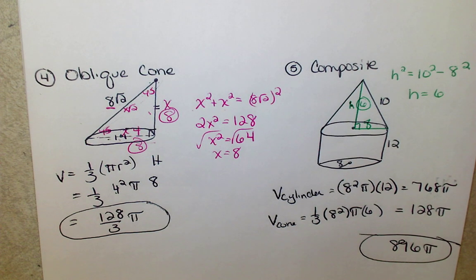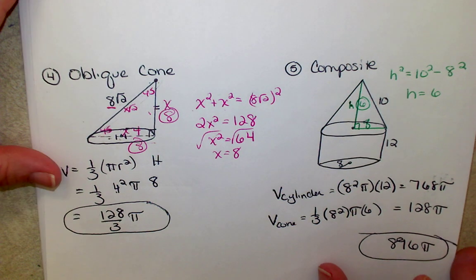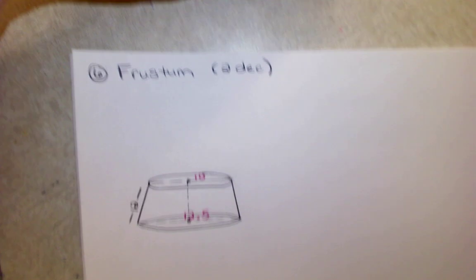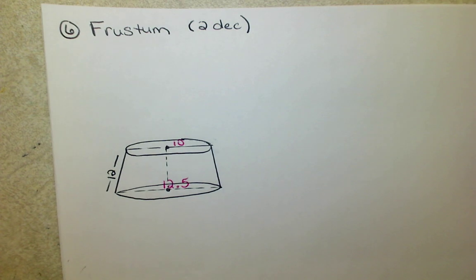All right, so this is usually where I stop for standard. Then for honors, I introduce one last example. And that is the volume of a frustum. What is a frustum? It is this shape right here.